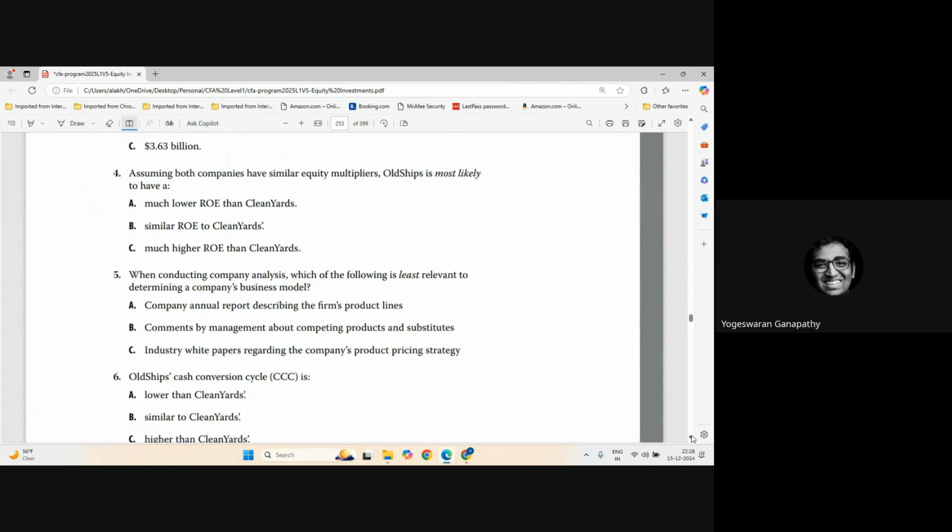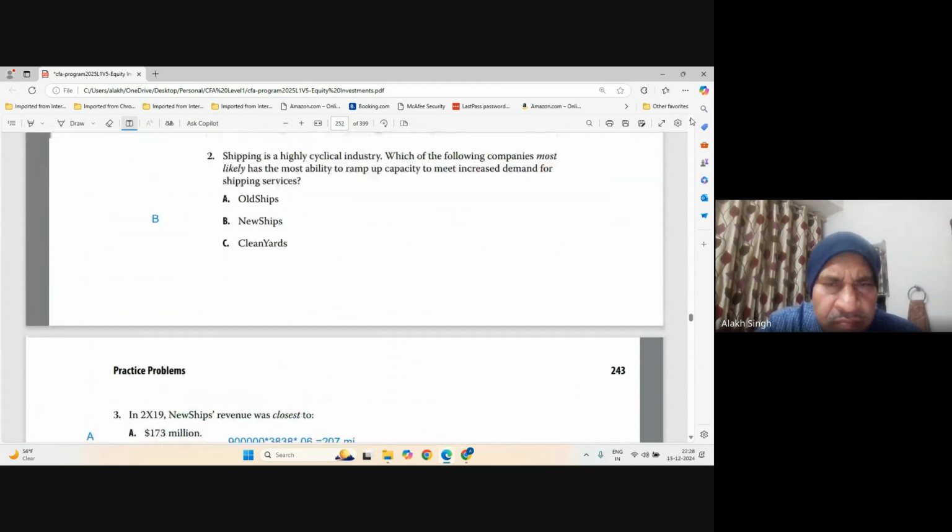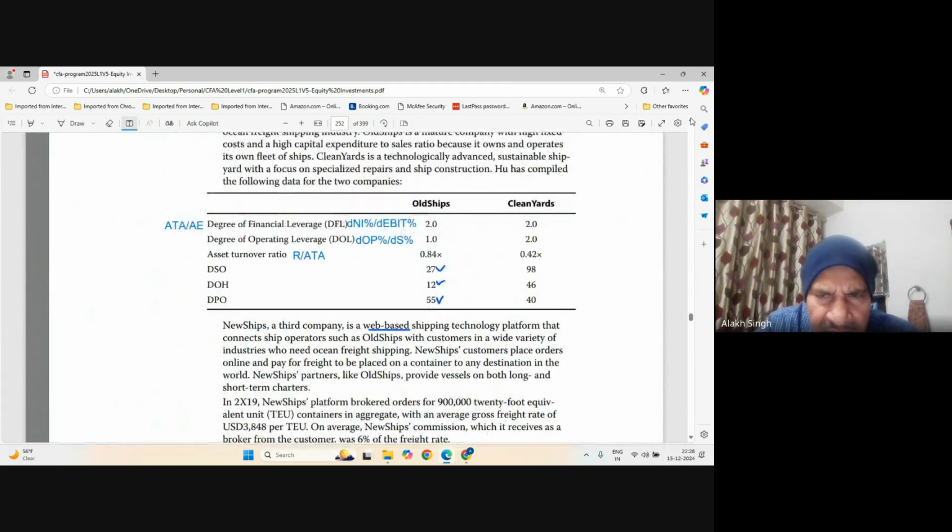Question number 4. Assuming both companies have similar equity multipliers, old ships is most likely to have... Assuming both companies have a similar equity multiplier, meaning total assets divided by average equity is the same, means financial leverage is the same. So old ships, which was clean yards, degree of financial leverage is 2. Degree of operating leverage is only 1, and this one has 2. So old clean yards is better, no?